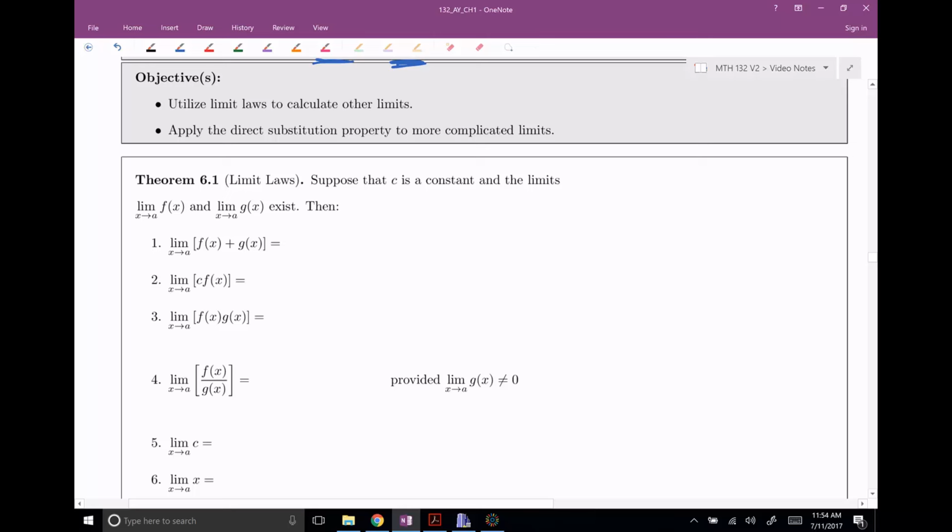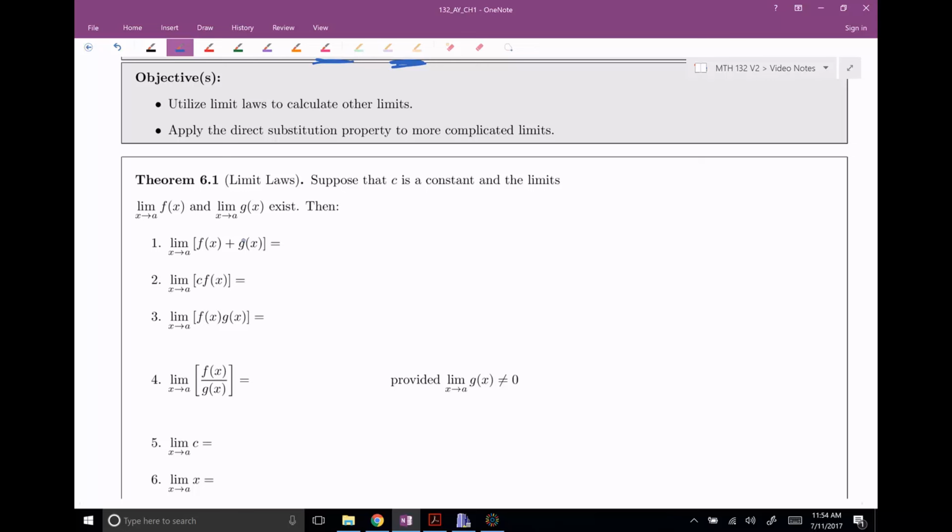So we're going to suppose that we have a constant c and that we know that the limits of f and g exist as x approaches a. In this case, for limit laws, basically all of your dreams come true. All of the properties that you would hope hold true do hold true.